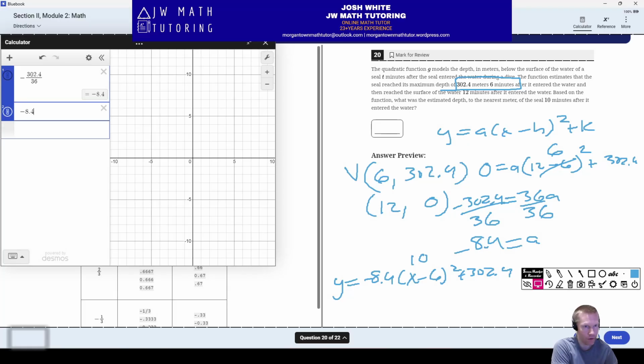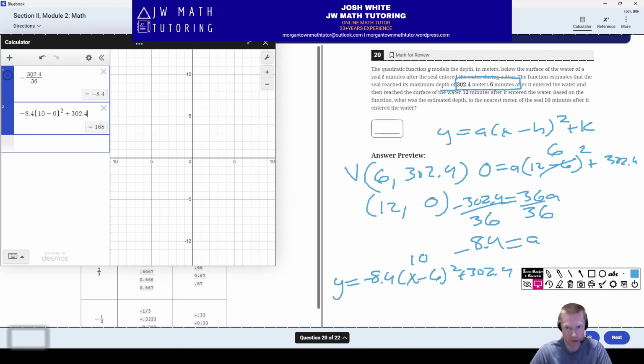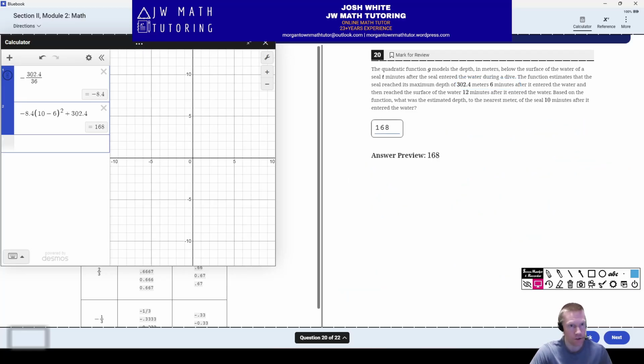So we get negative 8.4, 10 minus 6 squared plus 302.4. Okay, the correct answer comes out to 168. So it's at a depth of 168 meters 10 minutes after it entered the water. All right, here's how you could do the entire problem in Desmos.